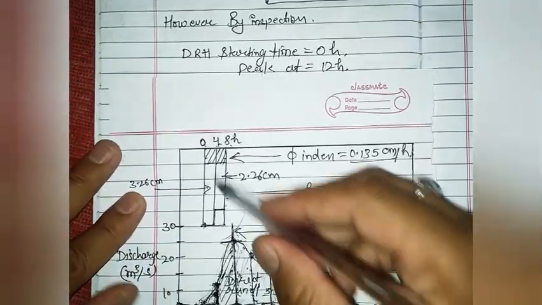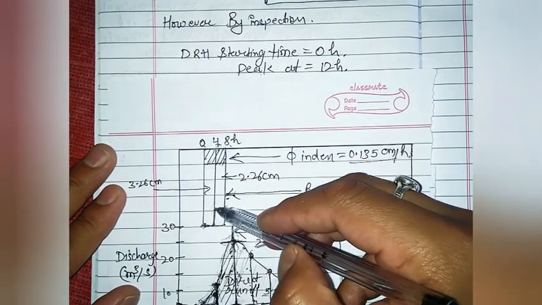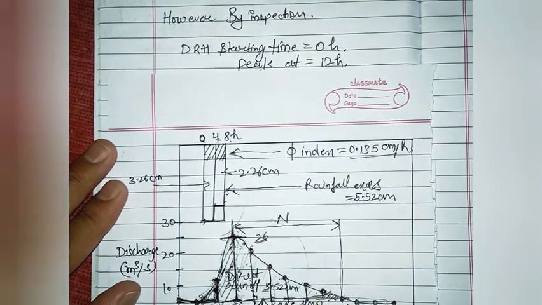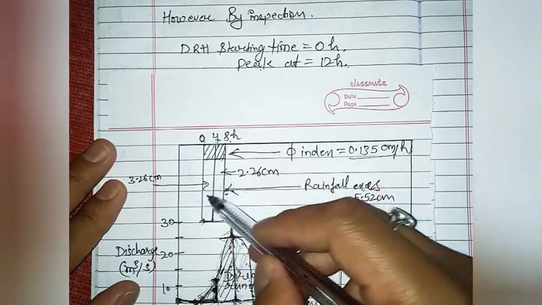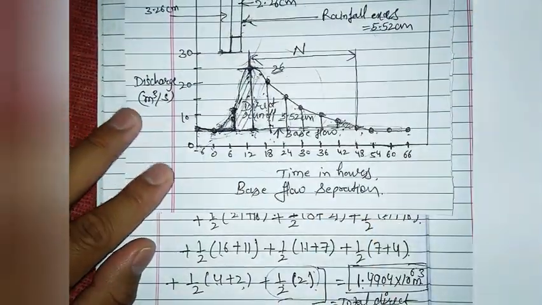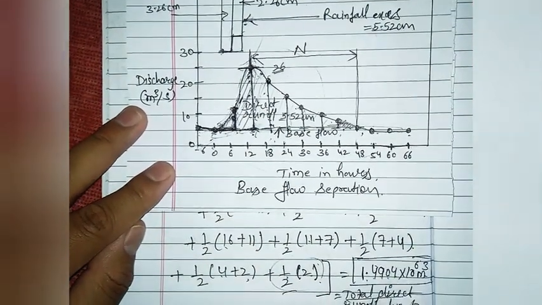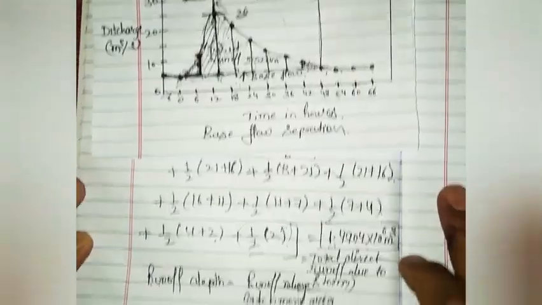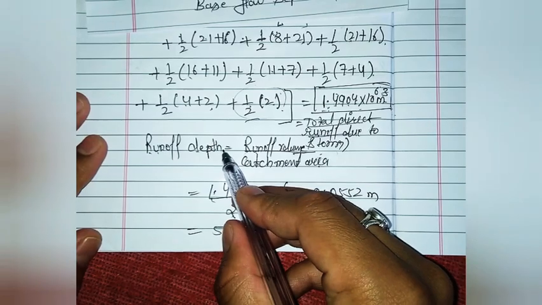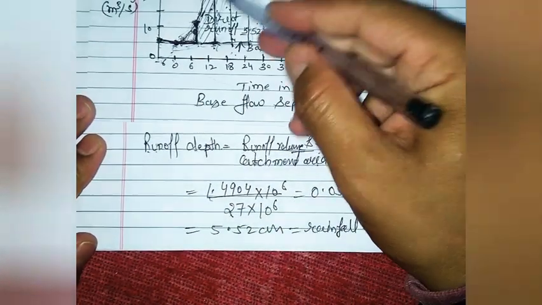We have two storm values here, one of 3.8 centimeter and the other of 2.8 centimeter. So we have two storms of 4 hours duration each, so the total duration is 8 hours. We have calculated the direct runoff for this as this value. Next we'll calculate the runoff depth for the runoff that we have calculated here.